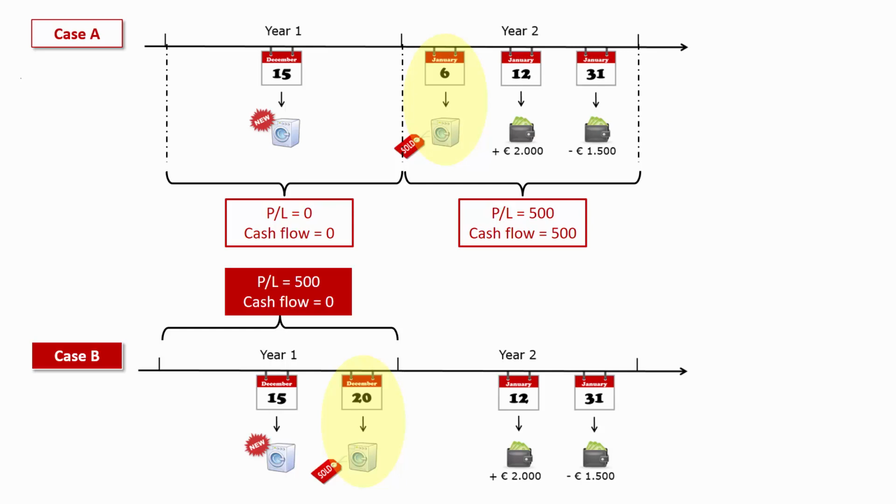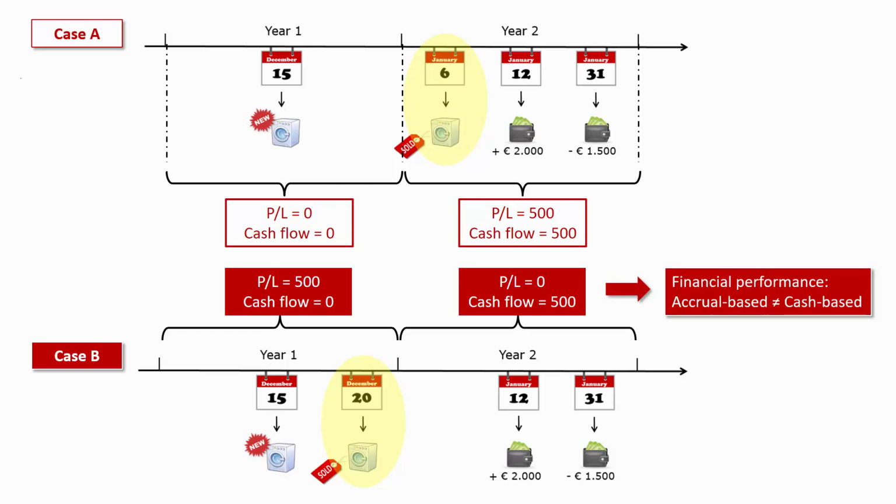We now notice a disconnect between profit and cash flow. Year 1 shows a profit of €500, but there's no effect on cash, while year 2 shows a net positive cash flow of €500, but no profit. A cash-based accounting system would recognise financial performance only at the point where cash changes hands in year 2.